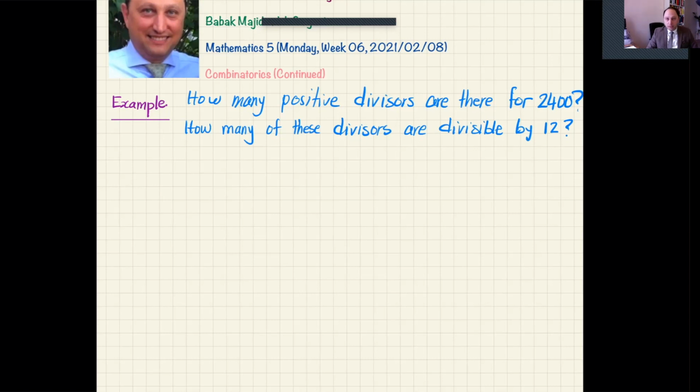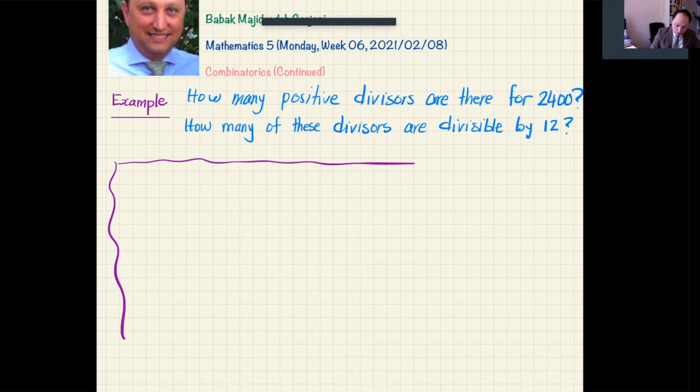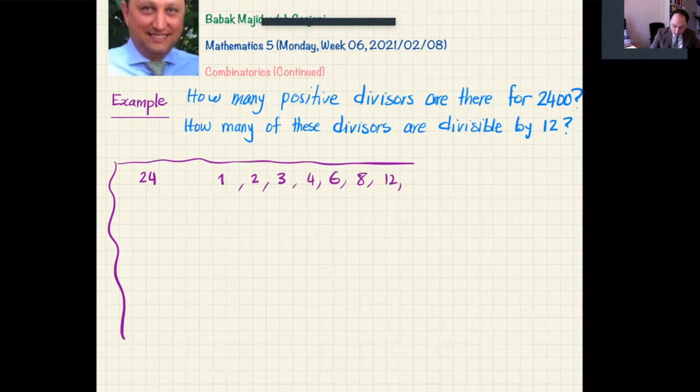So let me make the problem a little bit simpler. Assume that it was not 2,400, it was just 24. Because for 24, we can just do it like this. If I want to write for 24, I can write 1, 2, 3, 4, and then 6, 8, 12. Am I writing all of them? Yes, and then finally 24. These are the only ones that we have: 1, 2, 3, 4, 6, 8, 12, and 24. And if I count them, 1, 2, 3, 4, 5, 6, 7, 8.